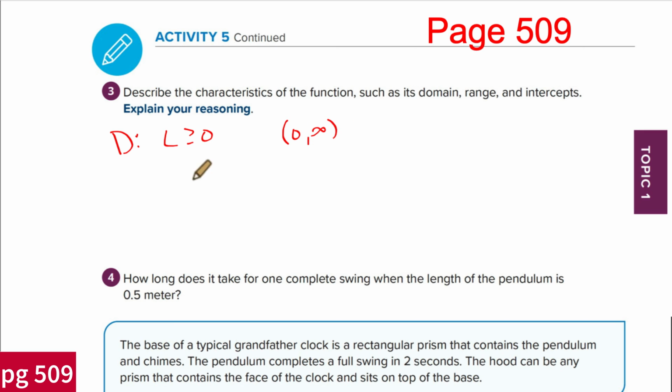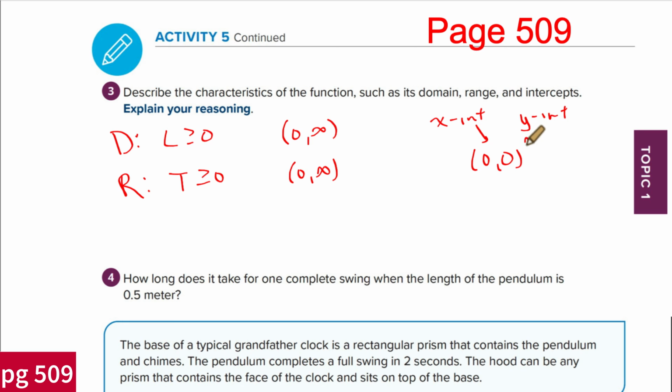That would be fine. The range is the time, right? So the time also has to be greater than or equal to 0. We can use interval notation for that as well. The x and the y-intercepts, let's write those down. The x-intercept and y-intercept are both 0, right? So it's (0, 0) for both of these.